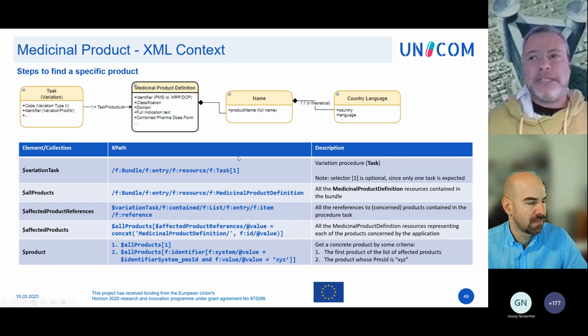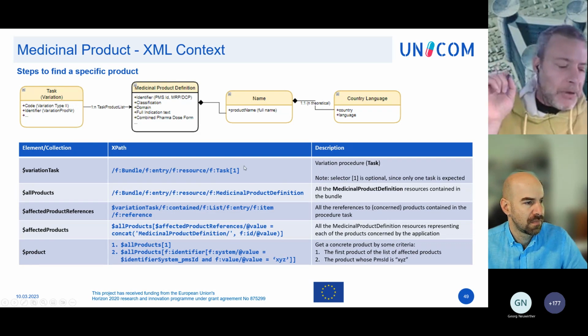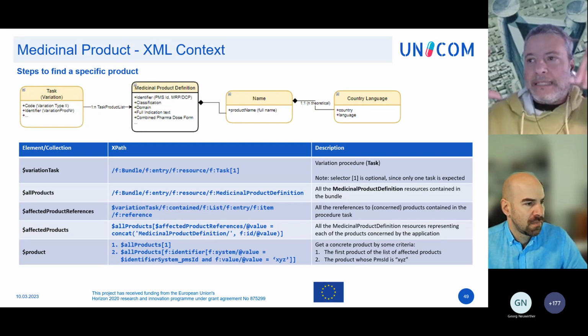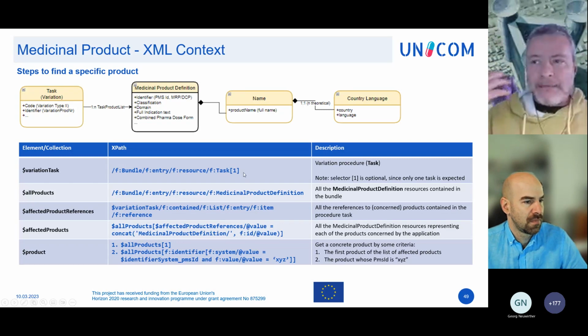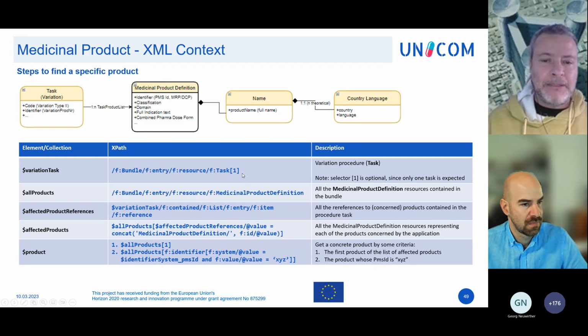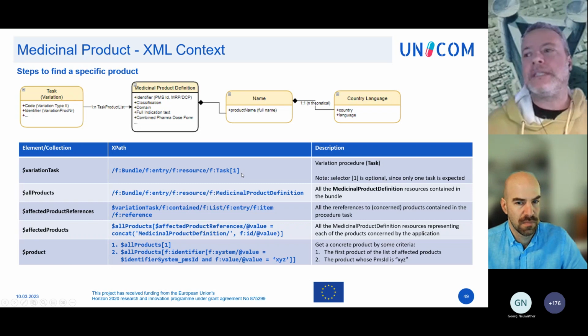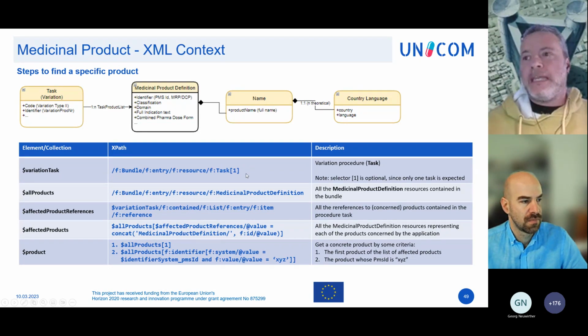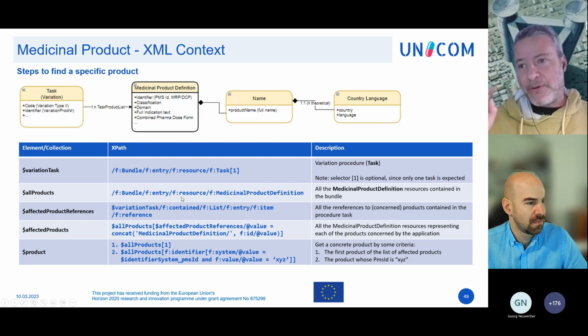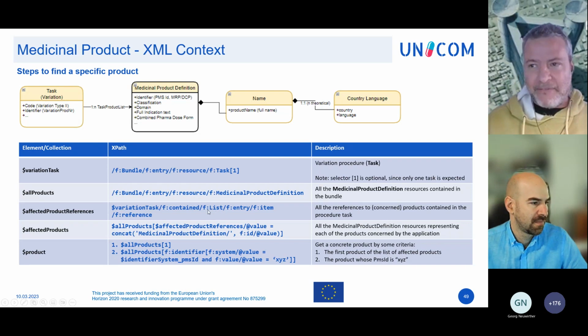So the first route is the pointer to the task that is contained into the bundle. The square brackets 1 says that we want the first task contained into the bundle. But if the bundle is a correct one, it will only contain one of them. So if I get the reference to this task inside a variable called variation task, then I can use it in the second row of the table, in the third row of the table, to find things that it contains.